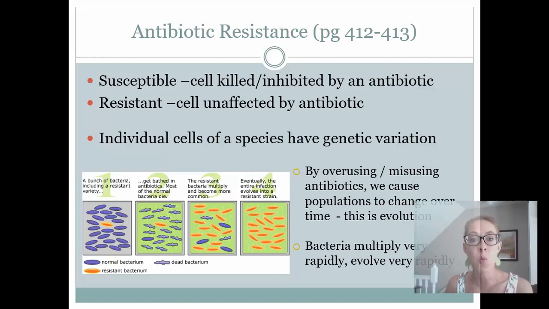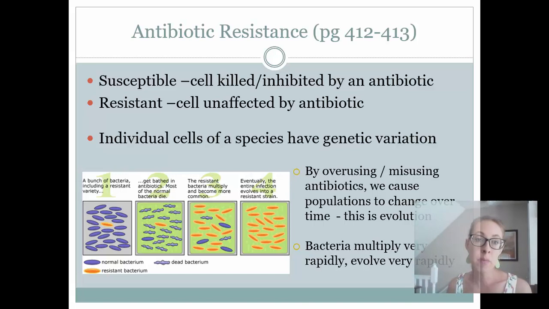So we'll talk about some of the ways that we used to have antibiotics that would kill or inhibit a given species of bacteria. We say that if that species was inhibited or killed by that drug, it was susceptible to that antibiotic. But if the genetics of that species have changed and they are no longer affected by that antibiotic, that species has then become resistant to the antibiotic.